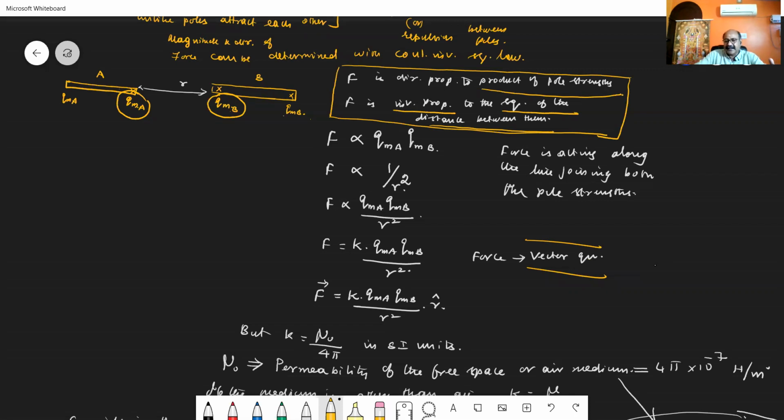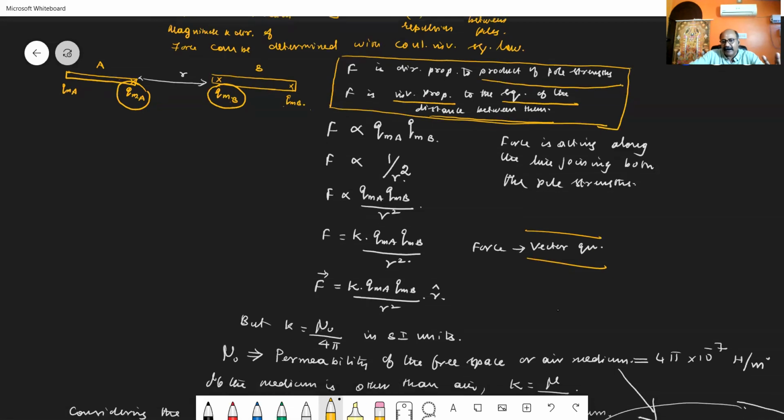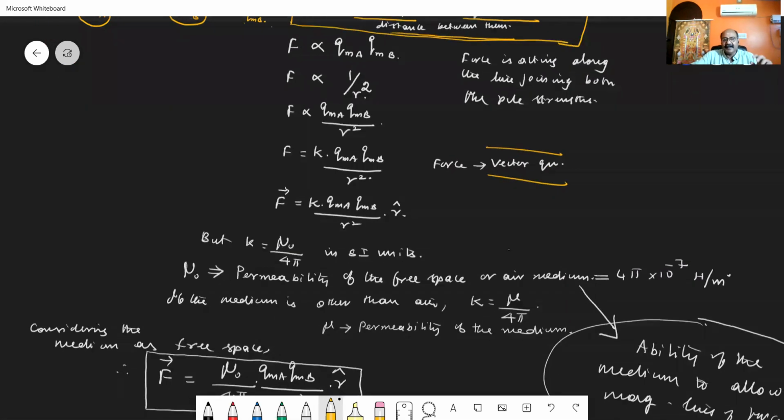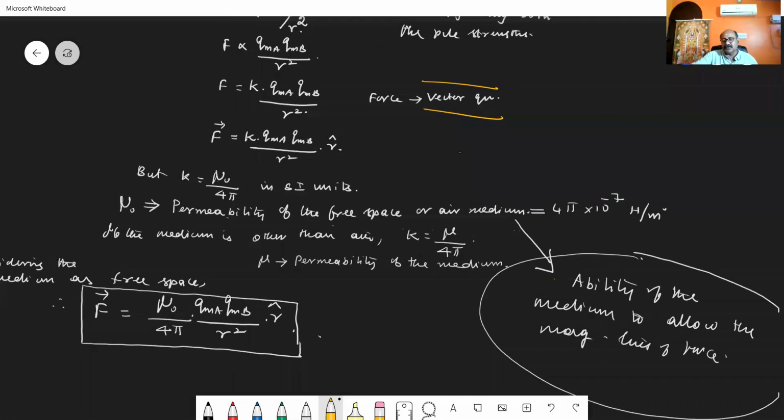The value of the constant K is equal to mu0 divided by 4 pi in SI units. The value of mu0 is 4 pi into 10 power minus 7 Henry by meter, and mu0 is called the permeability of free space or air. What do you mean by permeability? Permeability is nothing but the ability of the medium to pass magnetic lines through them.